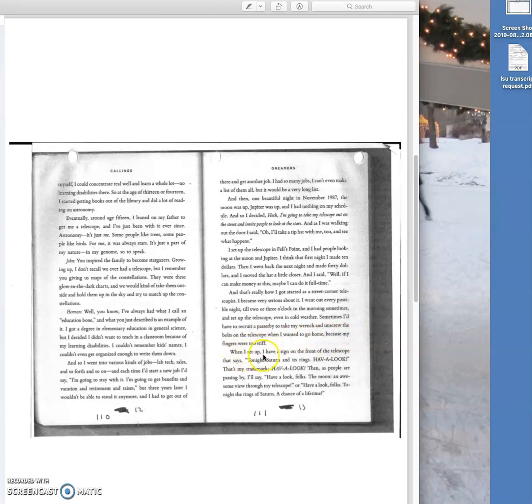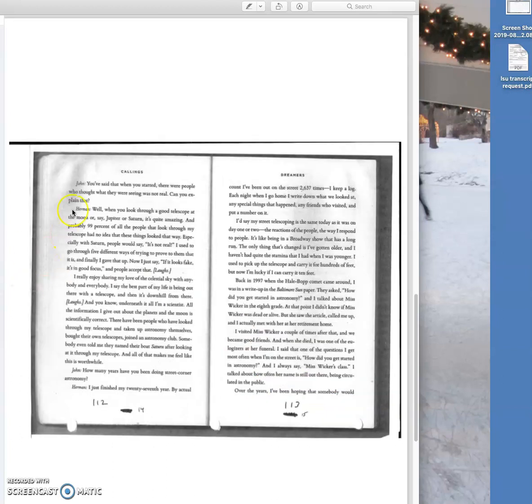When I set up, I have a sign on the front of the telescope that says, tonight, Saturn and its rings. Have a look. That's my trademark. Have a look. Then, as people are passing by, I'll say, have a look, folks. The moon, an awesome view through my telescope. Or, have a look, folks. Tonight, the rings of Saturn, a chance of a lifetime.